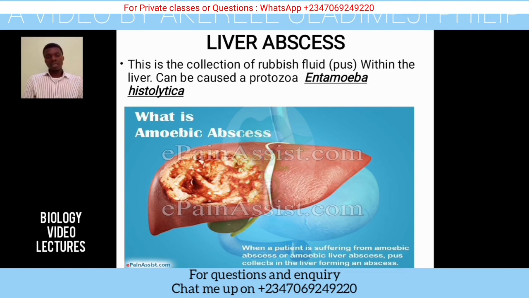All right, that can be cured by going to the hospital, where you're given a drug. Sometimes it can be drained, depending on how severe it is. All right, so it can be done surgically. An antibiotic can be given to kill the pathogen, which is the amoeba in this case.